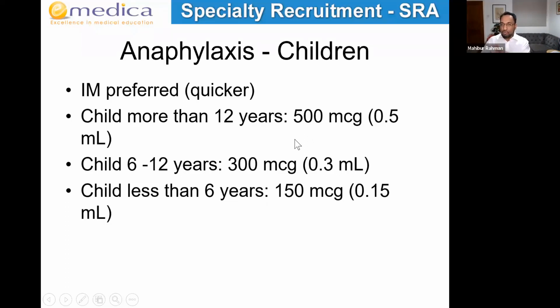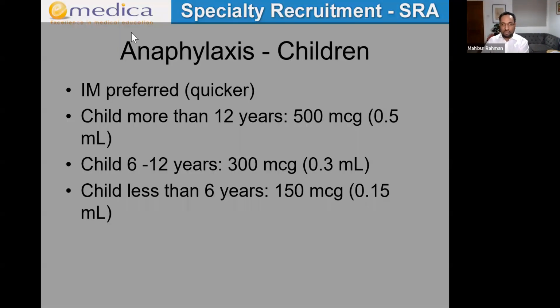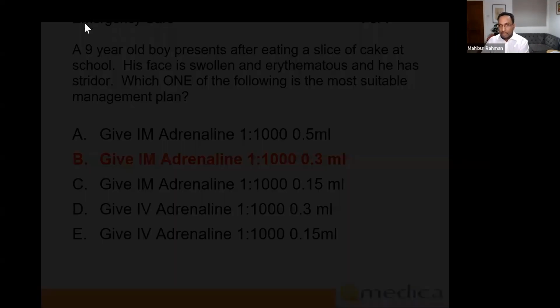So those are all examples of single best answers. Do you see? The questions will have a title. You'll know what question you're on. There's a question, and then there's 5 options.